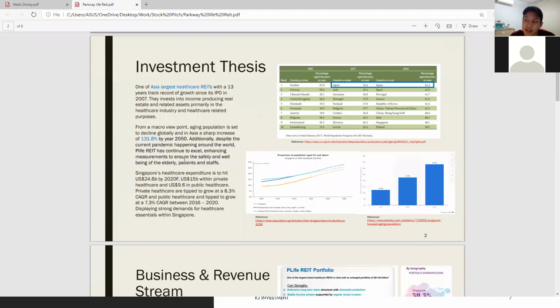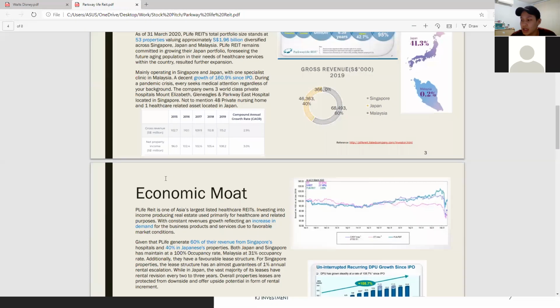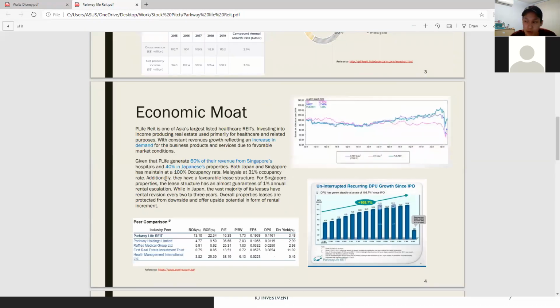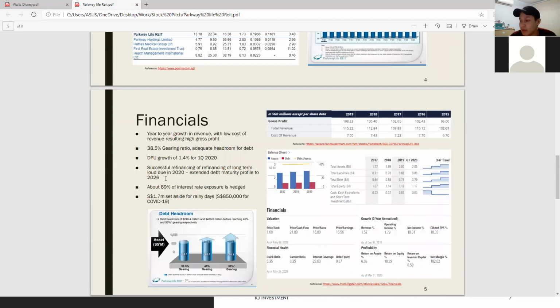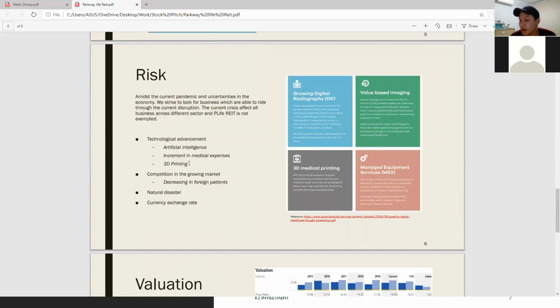So the investment thesis as to why that company is worth investing in the first place, where they are getting their business from, their revenue stream, and what their profit margin is, for example. And moving on, we can identify the economic moat, like what their key advantage is compared to their peers, their financial health itself, how their assets and liabilities look, for example, and what the risk factors involved are.